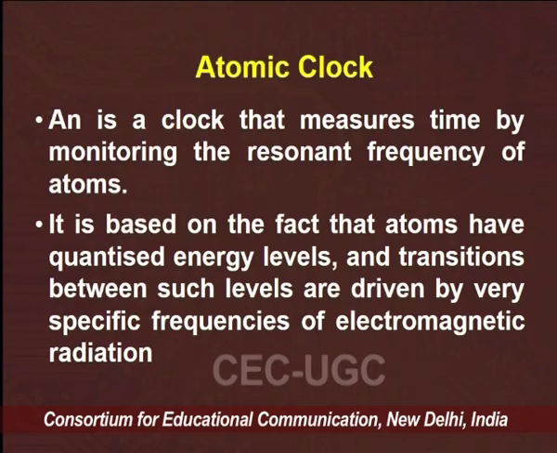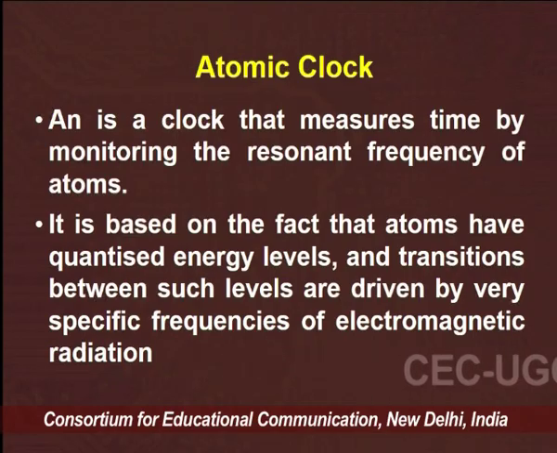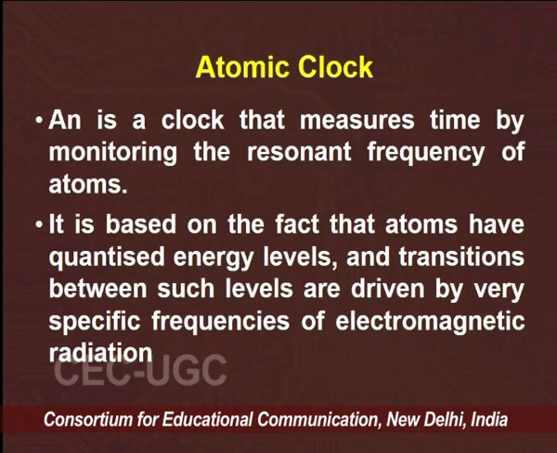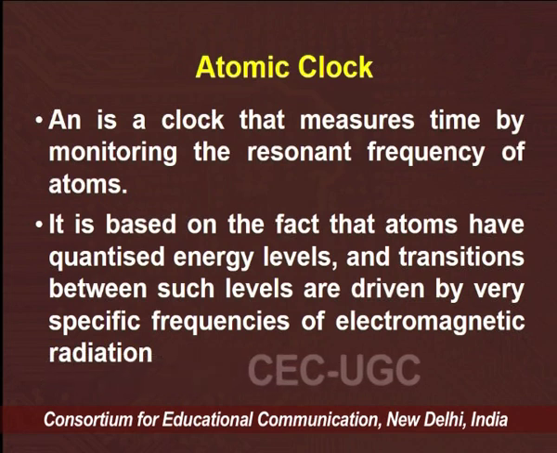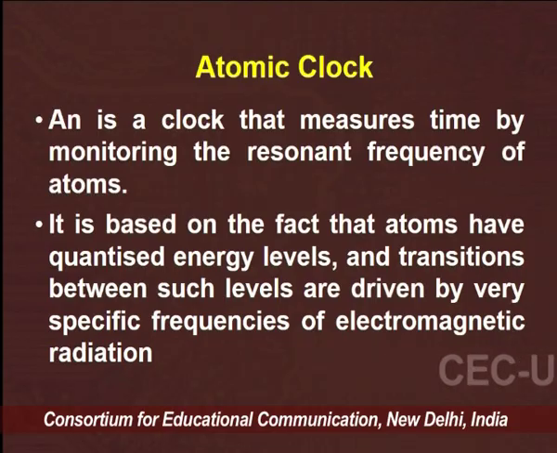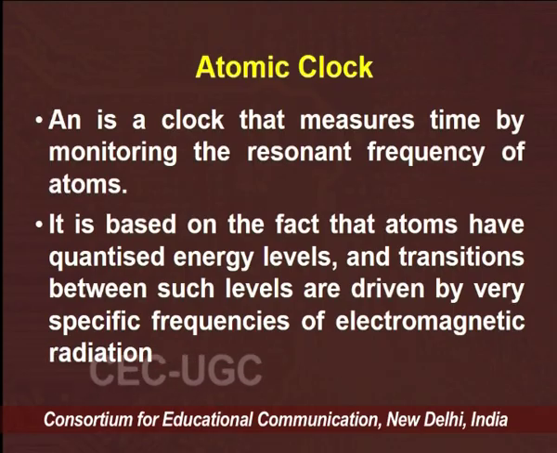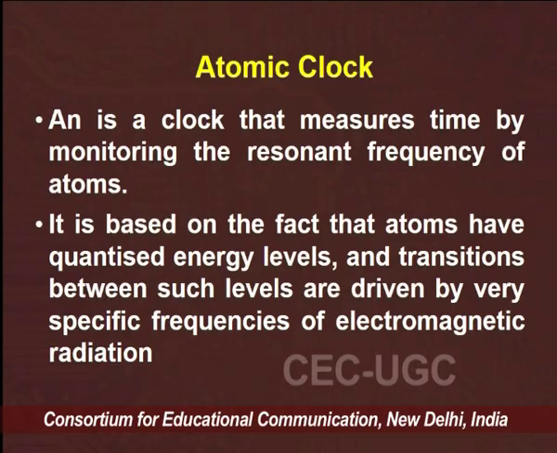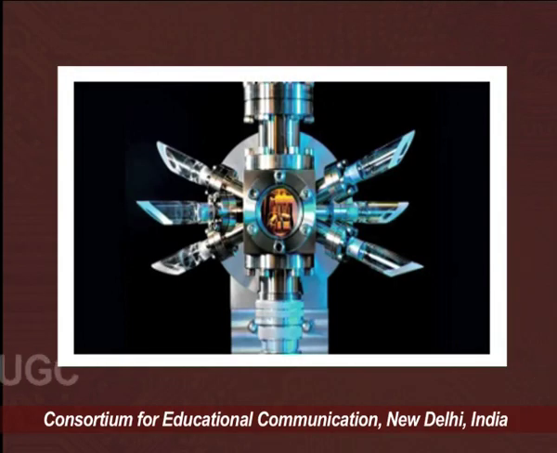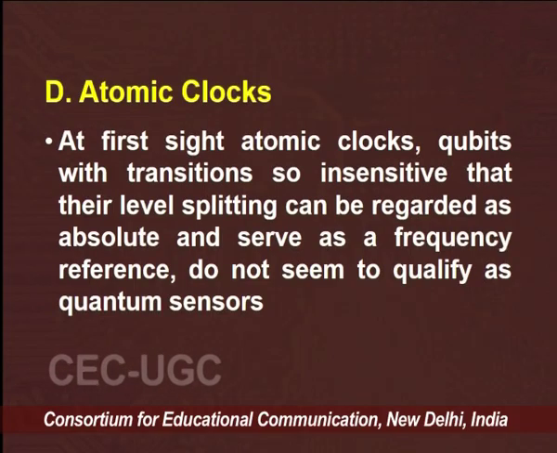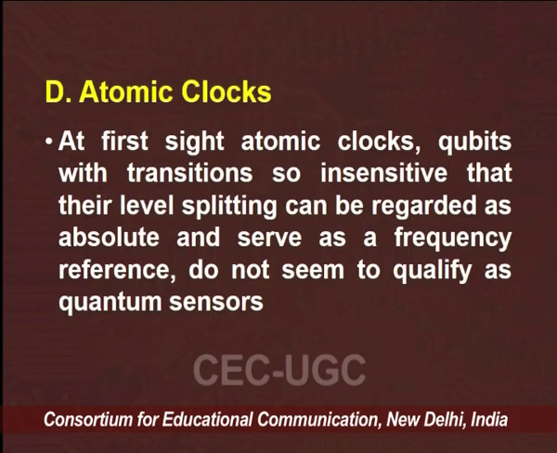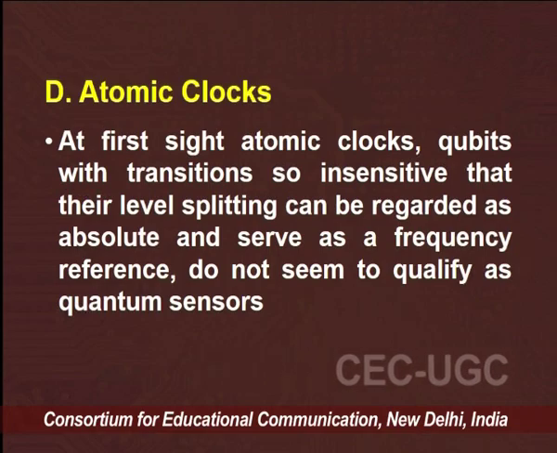It is based on the fact that the atoms have quantized energy levels and transitions between such levels that are driven by very specific frequencies of electromagnetic radiation. So this clock will measure the resonant frequency of the atom by measuring the transition and absorption in the specific quantized energy levels. This is one of the types of quantum clock. So, quantum clock at first sight, atomic clock.